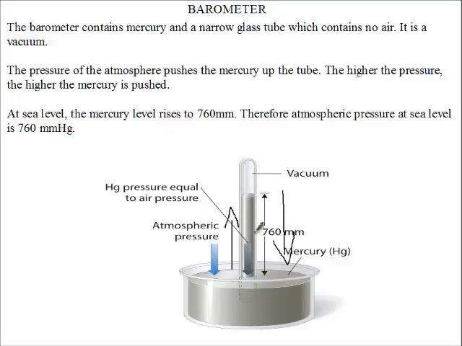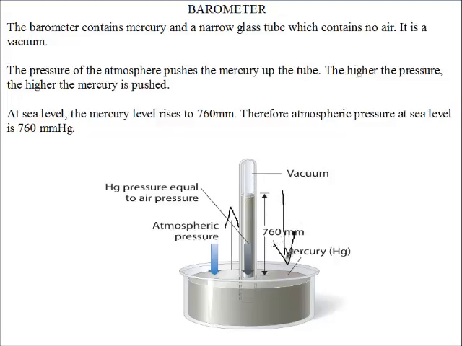That mercury is rising without resistance. It is rising without resistance because inside the glass is a vacuum, so nothing prevents the mercury from rising.